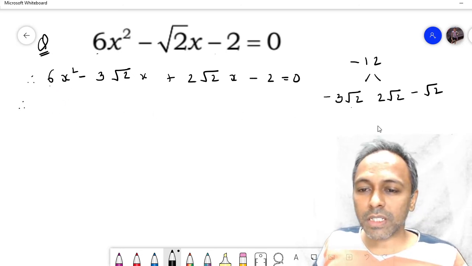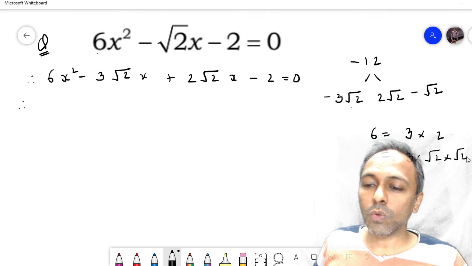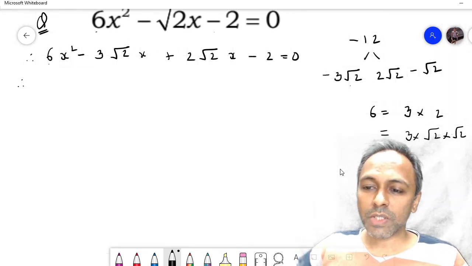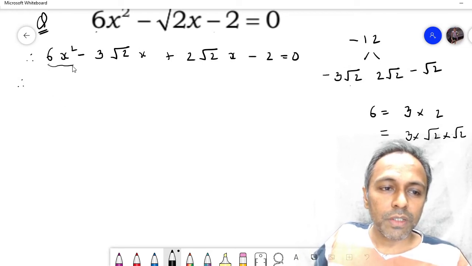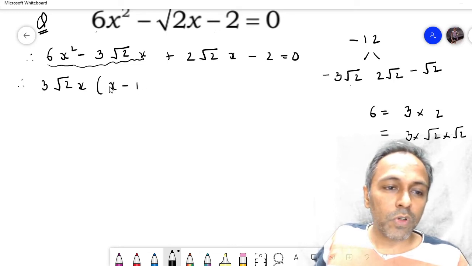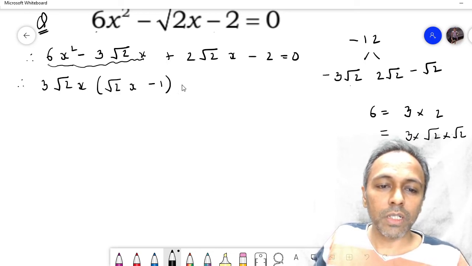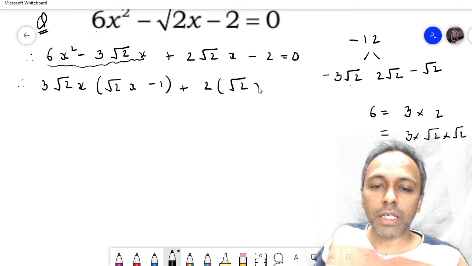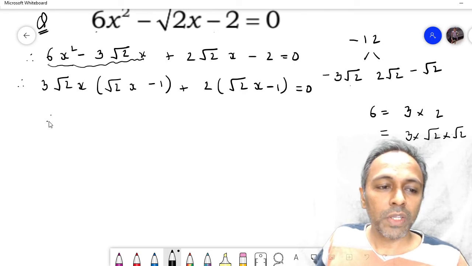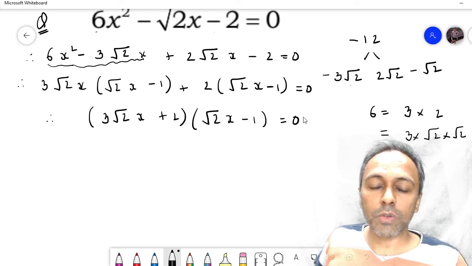6 can be thought of as 3 into 2, which is 3 into √2 into √2, right? That's why here in the first two terms we will not stop at taking 3 common. We will take 3 root 2 x common, of course. X minus, what will remain? √2 will remain, right? One of the √2's will remain. So √2x minus 1 plus 2 is common, and you again get √2x minus 1 equal to 0. Therefore 3 root 2x plus 2 into √2x minus 1 is equal to 0.